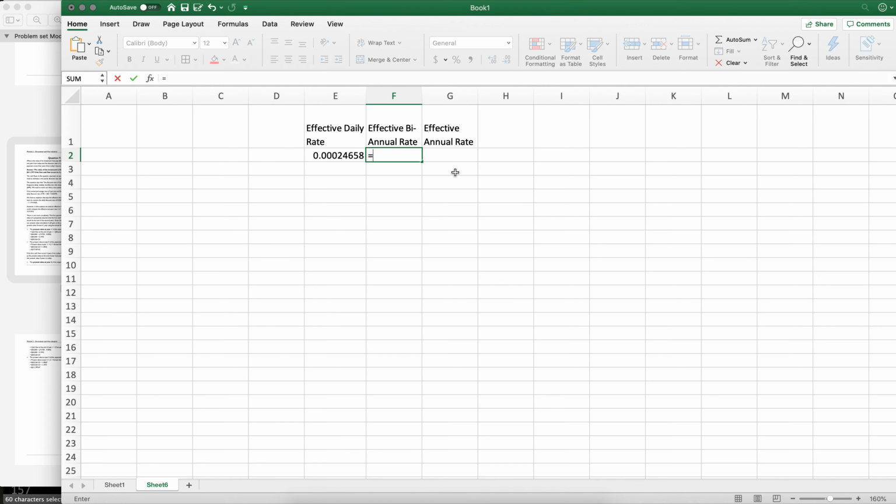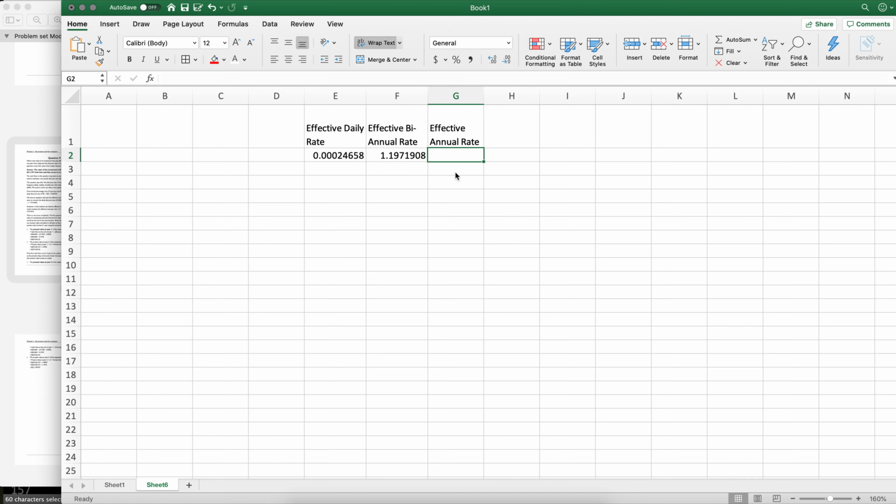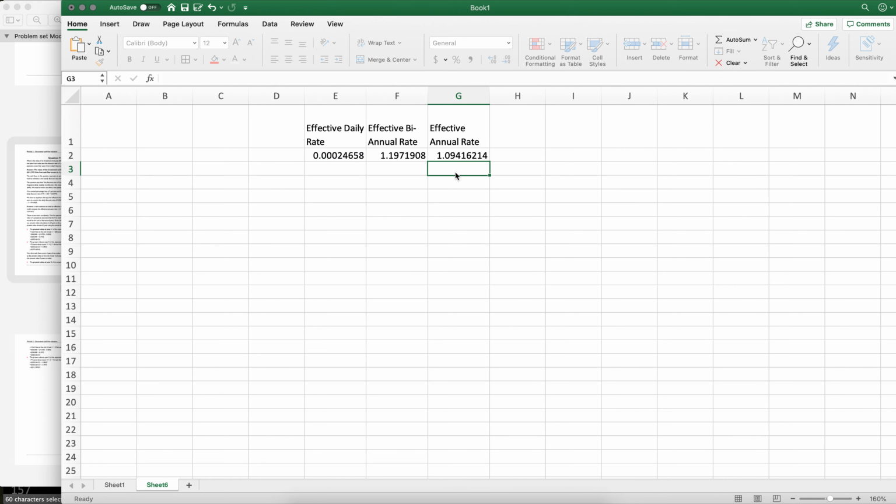The effective biannual rate is the 2-year rate, so it's going to be 1 plus this to the power of 365 times 2. We'll need this because the payments occur every 2 years, and what we want to do is make our timeline and make the payments occur every other year. All right, the effective annual rate is this, 1 plus the effective daily rate to the power of 365. We will need this because of the discounting and how things work.